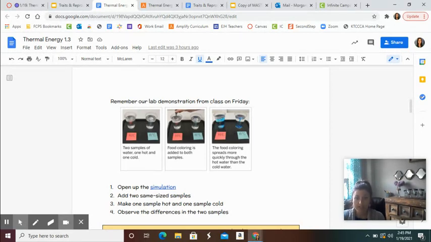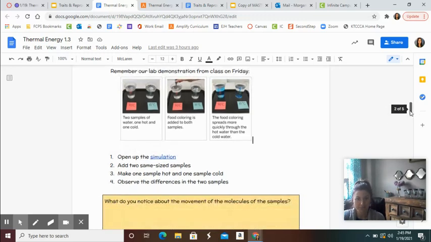And then we saw what happened when we did that. And we noticed that the hot food coloring spread a lot quicker. And you can see over here it spread throughout. And then the cold took a lot longer to spread. And you can see it was kind of stringy and didn't really spread out very well.